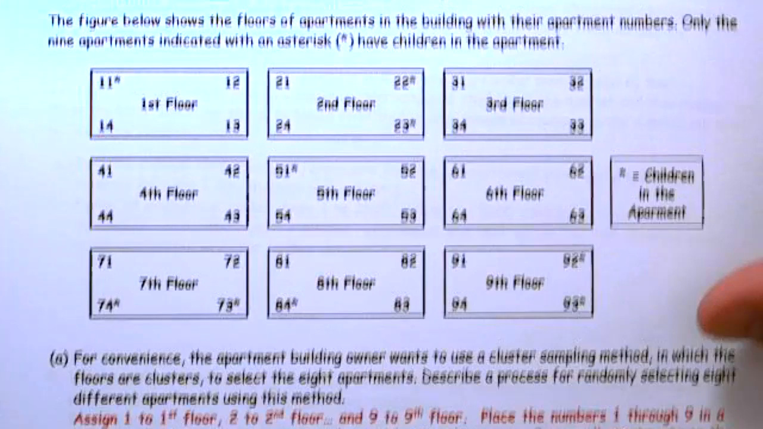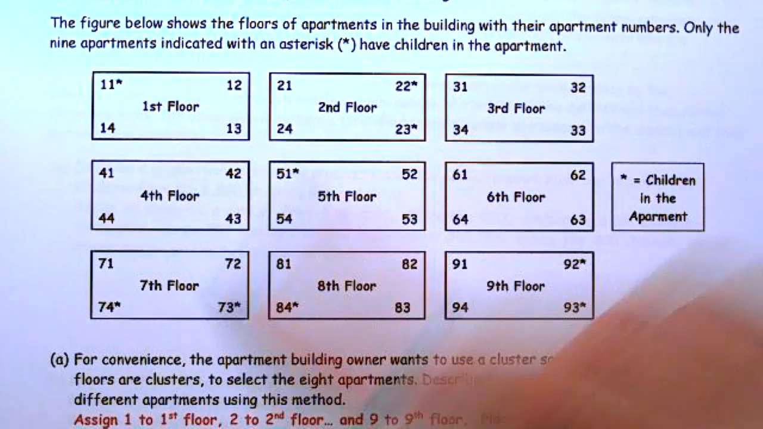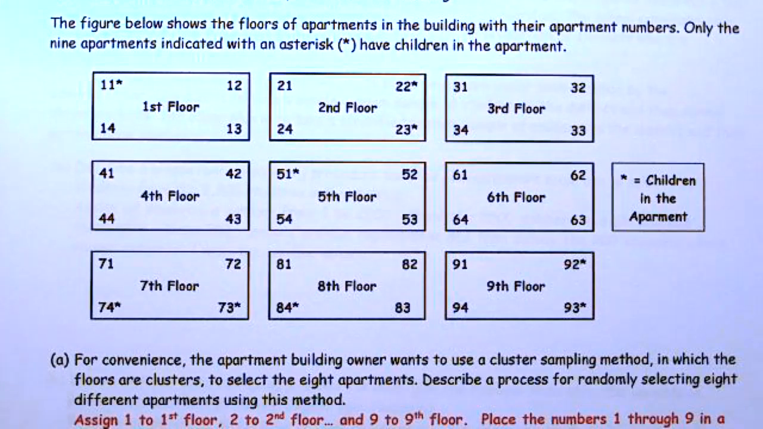So for convenience, the apartment building owner wants to use a cluster sampling method in which the floors are clusters. That makes sense. Here's a cluster, here's a cluster, because the apartments look pretty much alike. To select 8 apartments, if I want 8, I'm going to have to select 2 floors randomly. Describe a process for randomly selecting 8 different apartments using this method.